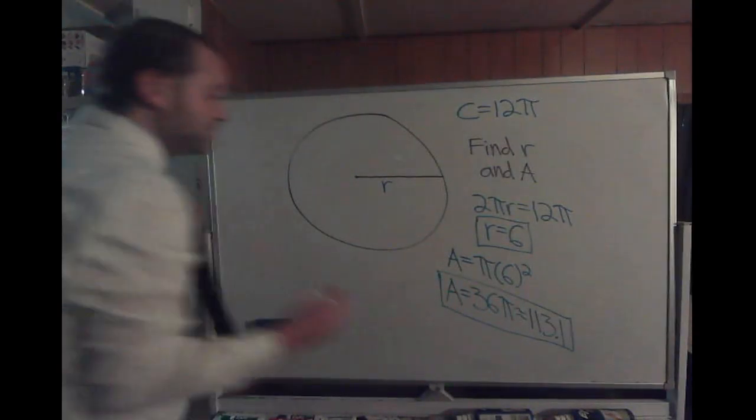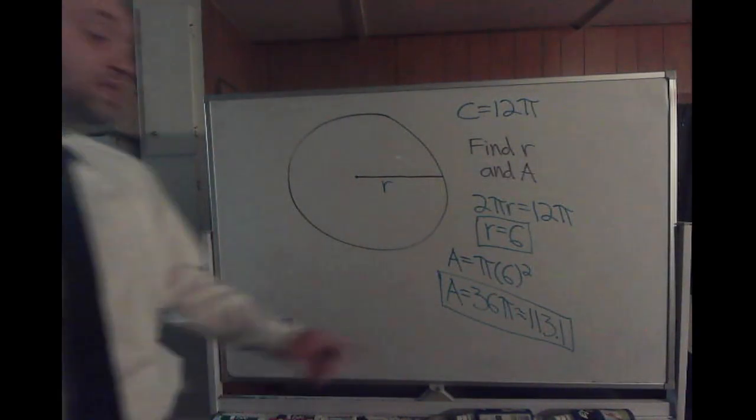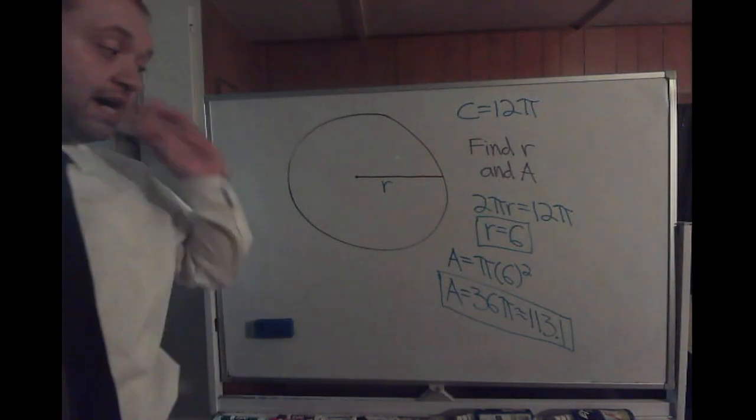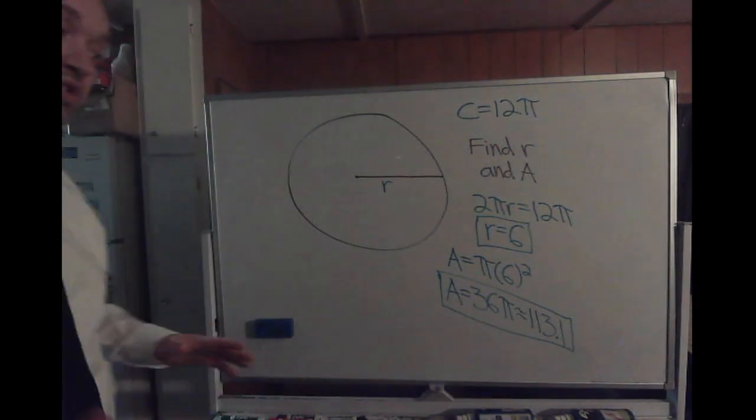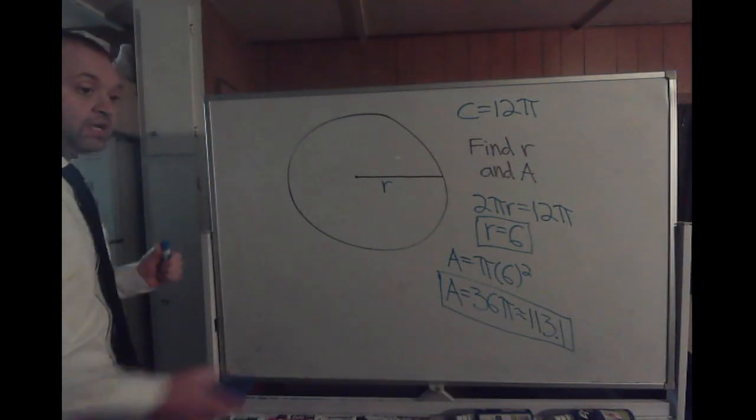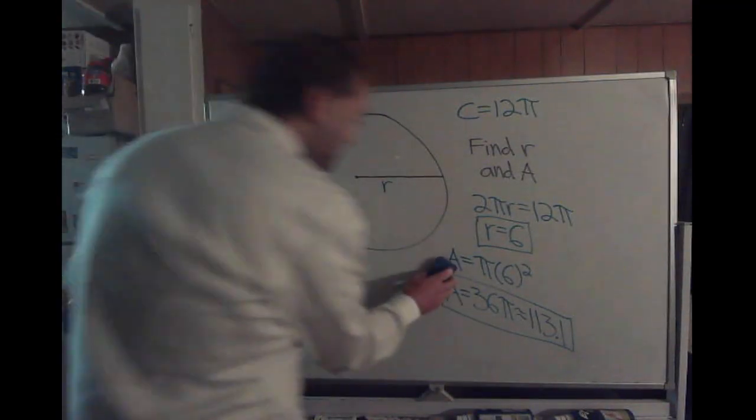So the radius of the circle was 6 units. The area of the circle was exactly 36 pi square units, or approximately 113.1 square units. I got 2 more exercises and we're done for the day. I told you this wouldn't be a very long lesson.